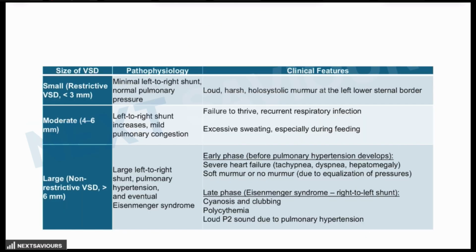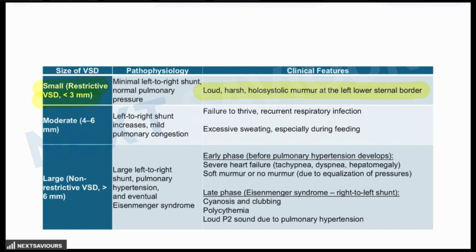Let's see the clinical features. If the ventricular septal defect is restrictive type, that means small, having size of less than 3 millimeters, then it will be asymptomatic in the majority of cases. It will have normal growth and development. But one thing which remains persistently available to identify is the presence of a loud, harsh, holosystolic murmur at the left lower sternal border.